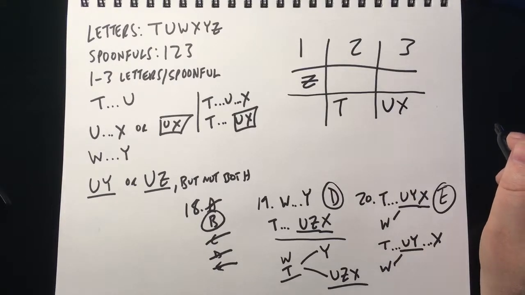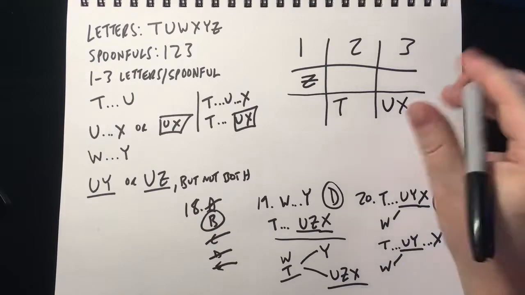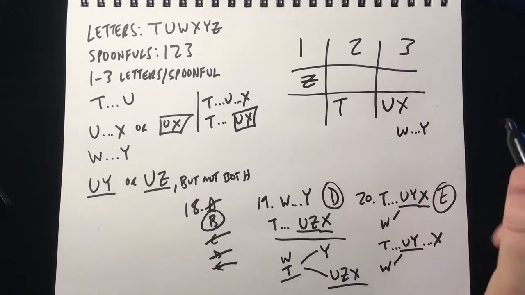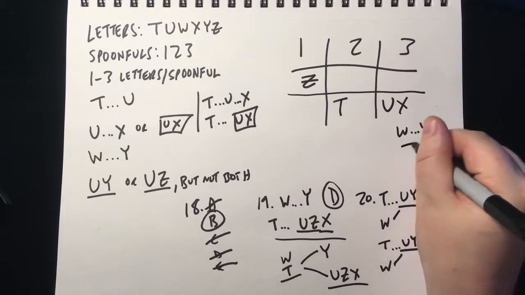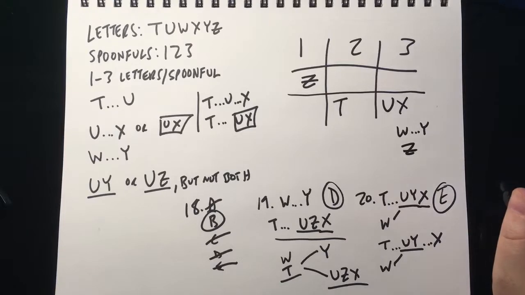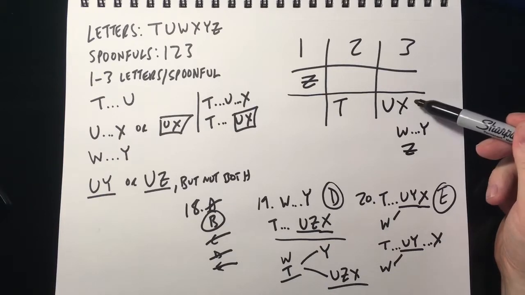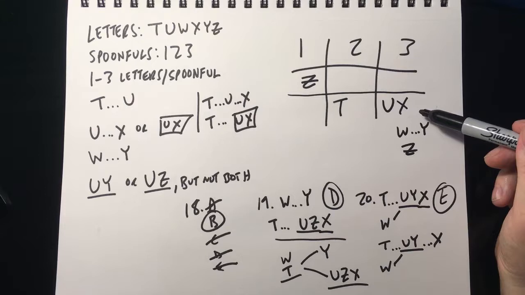Who is missing from all of this thus far? Well, write it off to the side again. I still know there's a W and a Y going in there, and there's also going to be a Z going somewhere. Do I know if I have UZ? I could have UZ. Could I have UY? Possibly. We're just looking for something that could be true in this case, not something that's definitively true.